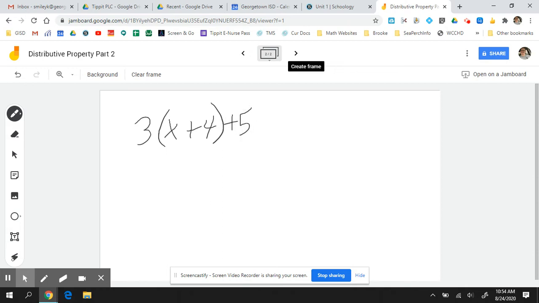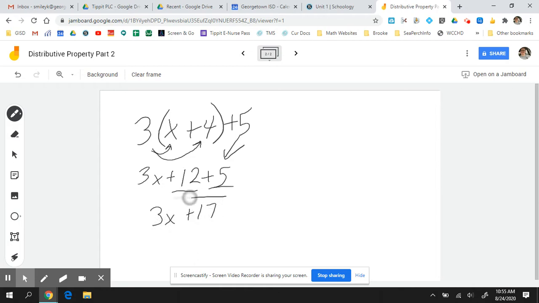All right, so we're going to work our distributive property first, and remember that's that number outside of your parentheses. So I'm going to multiply 3 times x and get 3x. And again, 3 times 4 and get 12. And then I'm going to bring down this plus 5. Okay, earlier in the week you saw combining like terms, so I'm going to combine the plus 12 and the plus 5 together for my final answer of 3x plus 17.